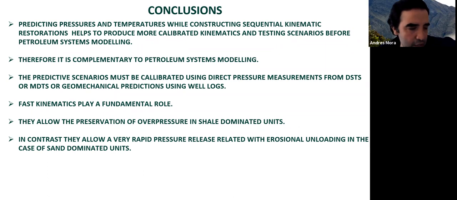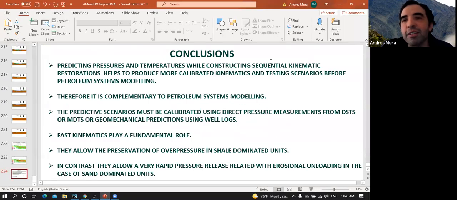So we have seen that kinematics play a fundamental role in the Colombian foothill settings, where we have fast kinematics. Having fast kinematics makes a big difference in the Colombian foothills. The fast kinematics, for example, allow the preservation of overpressure in shale-dominated units. But in contrast, they have the opposite effect. They allow very rapid pressure release related to erosion unloading in the case of sand-dominated units. That would be it. Thank you for your attention.